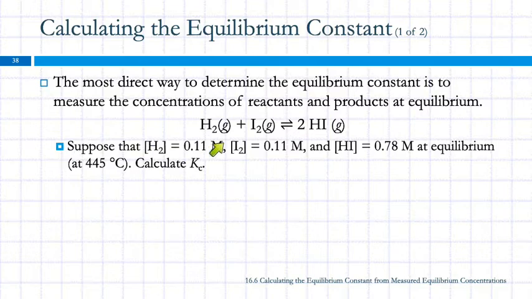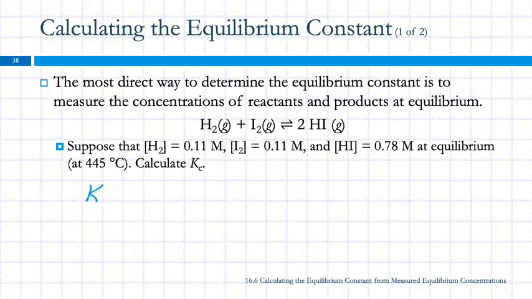So here we have H2 plus I2 making 2 HI. Suppose that we have these concentrations. H2 is 0.11 molar, I2 is 0.11 molar, and the HI is 0.78 molar at equilibrium. This is at 445 degrees Celsius. Calculate Kc. So we're going to write the equilibrium expression, and then we're going to put the concentrations in and calculate.